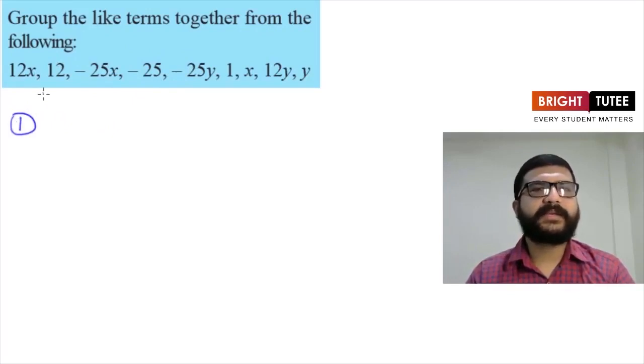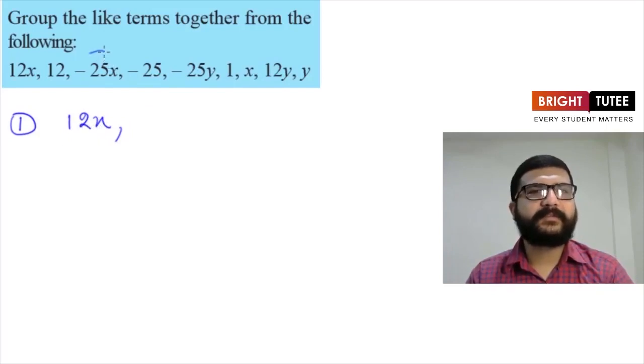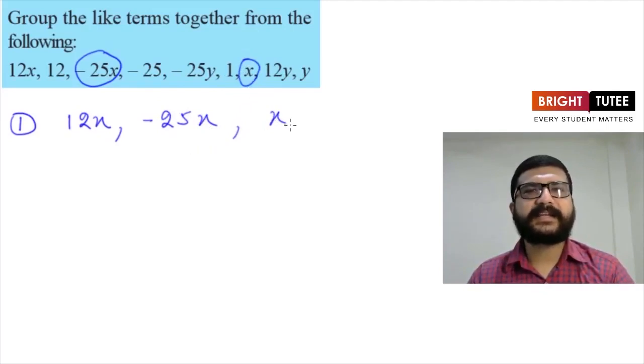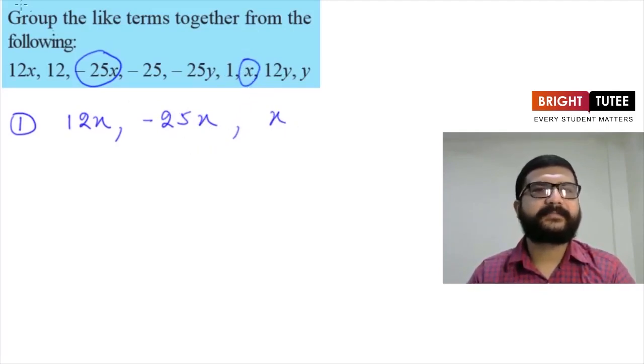So the first group will be, let's say the first term is 12x. Now which are the terms here which are like terms with 12x? The first one will be minus 25x, as the variable term here is x, or we can say the algebraic factor is x only. So the second term is minus 25x, and then we will have the term x. Here the algebraic factor is x only. So these are the 3 like terms.